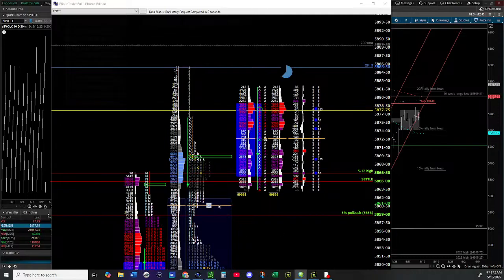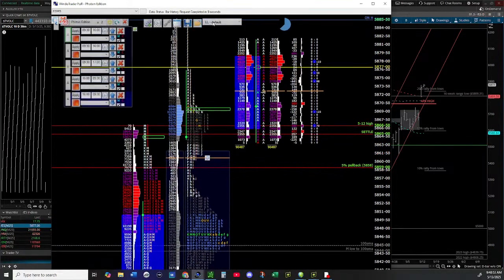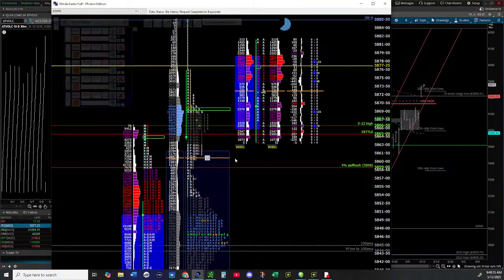Don't forget about this. Don't forget about this overnight halfback. This is an important reference, halfback here. This is a non-revisited prominent overnight POC.